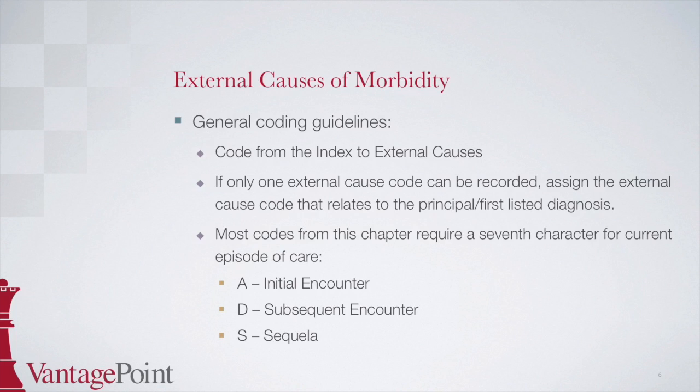Most codes in this chapter require a 7th character for initial, subsequent, and sequela encounters. You want to make sure your 7th character for the external cause code matches the 7th character for the associated injury or condition. Just to get a little silly, if a patient is seen for an elbow fracture after walking into a lamppost and is now in the healing phase, and the fracture is healing well, your first code is for the elbow fracture with a 7th character of D for subsequent encounter for closed fracture with routine healing, and your second code would be walked into a lamppost with a 7th character of D for subsequent encounter.